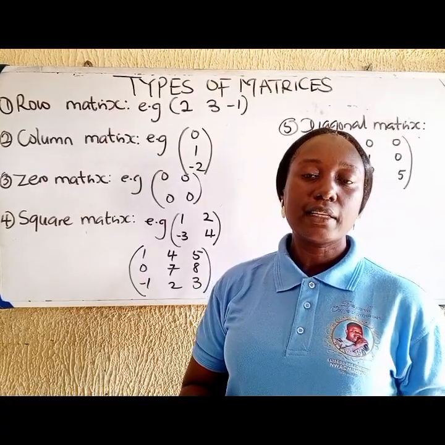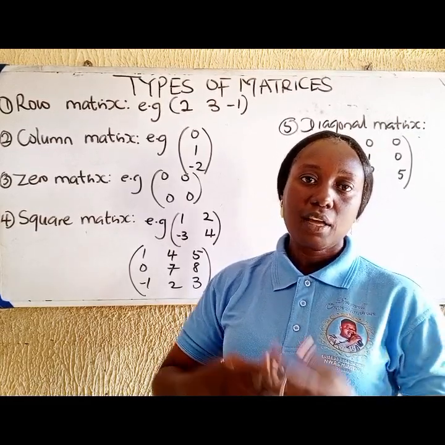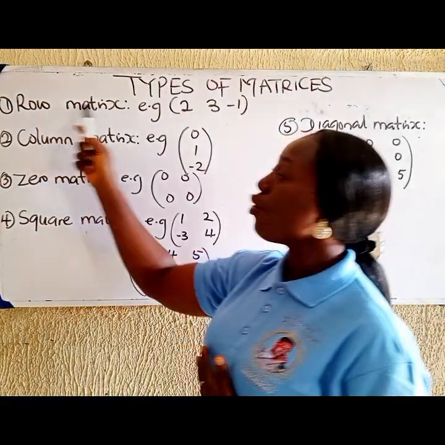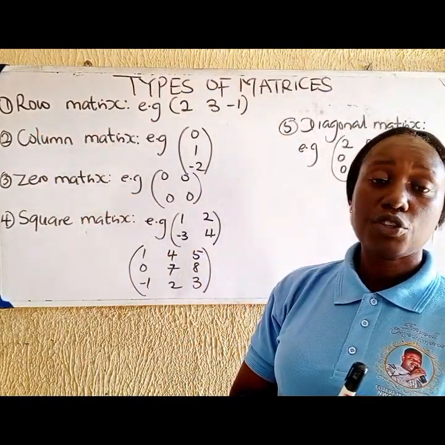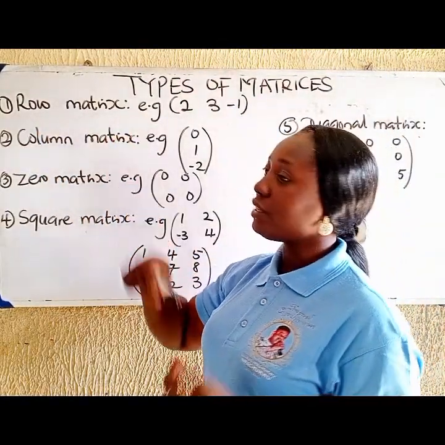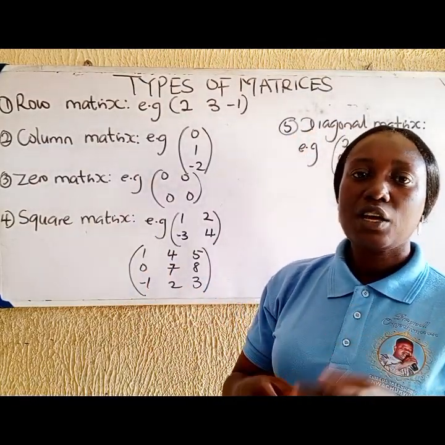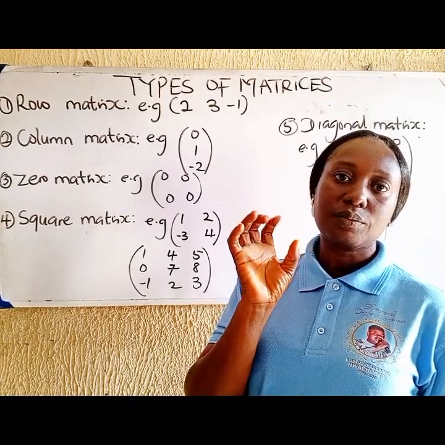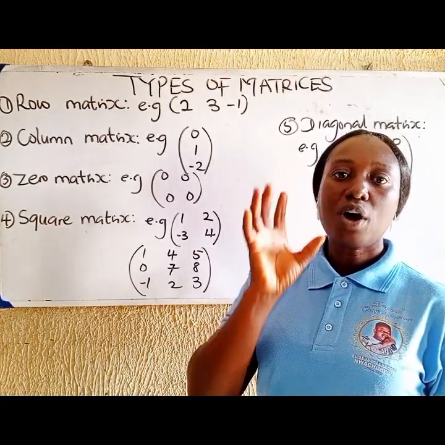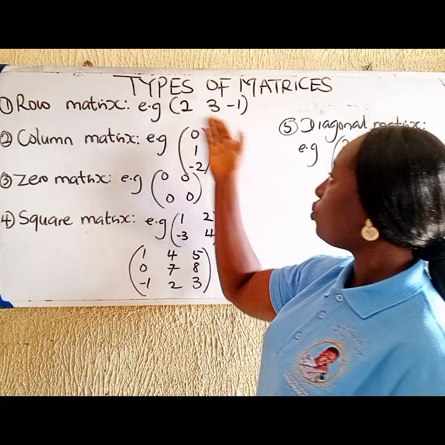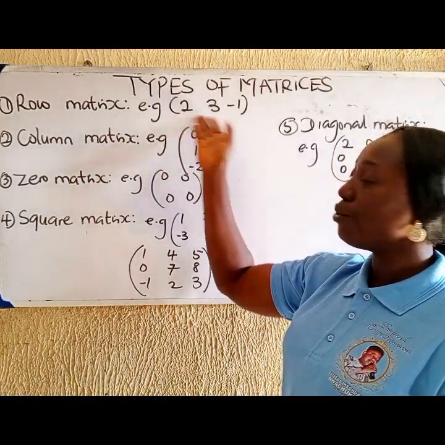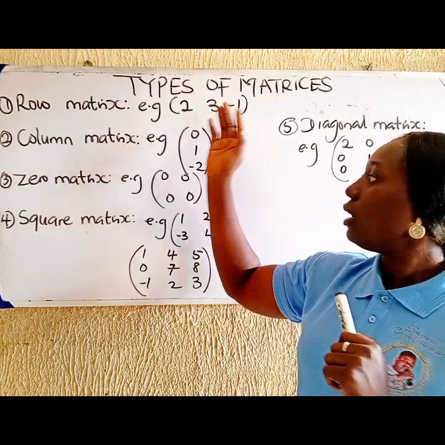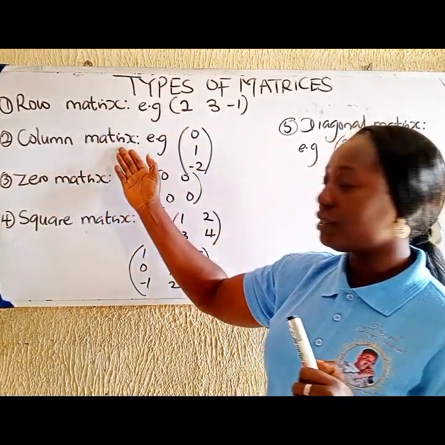Now let's see the types of matrices. The first one is called a row matrix. This is a type of matrix which has only one row of elements. It has only one row of elements. You can see it. Only one row. So we call it a row matrix.